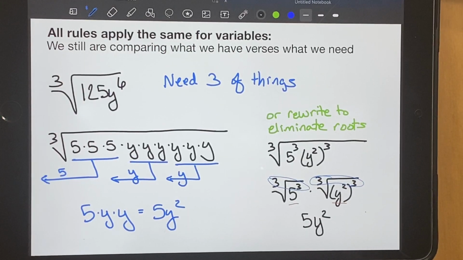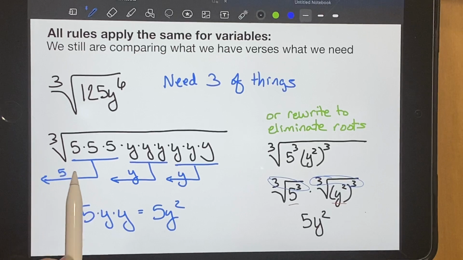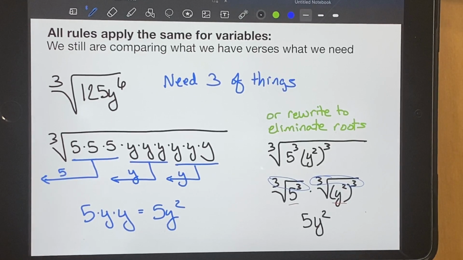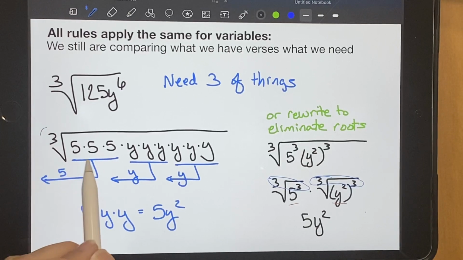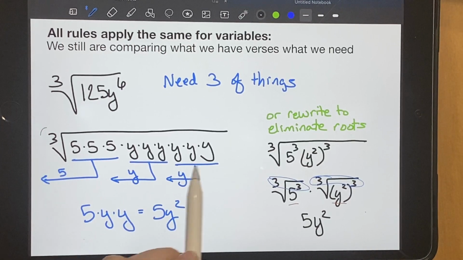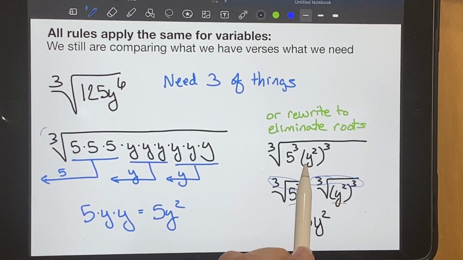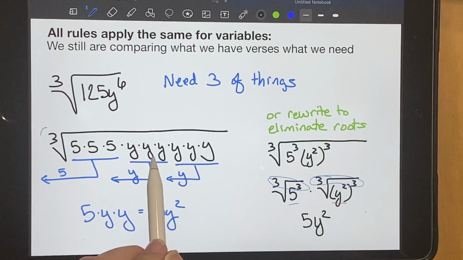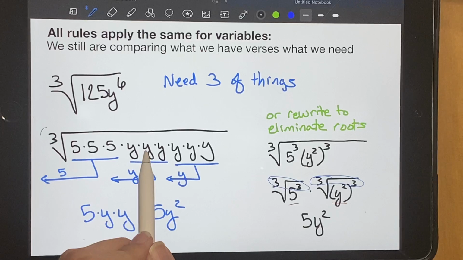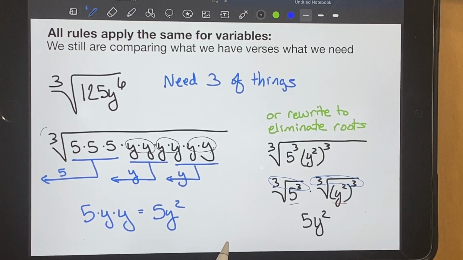Same thing for this one. It applies for all of the variables. If I have the cube root of 125y to the 6th, I can write it all out, 5 cubed and 6 y's, and say I need 3, I have 3, and they can escape in groups of 3. Or I could have just rewritten it as 5 cubed times y squared cubed, because if I broke it up like this, I would have y squared, and I would have 3 of those sets.